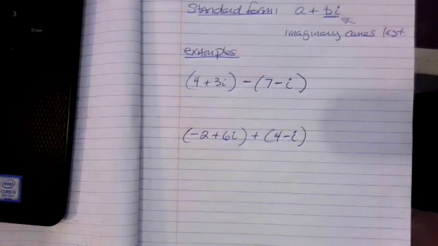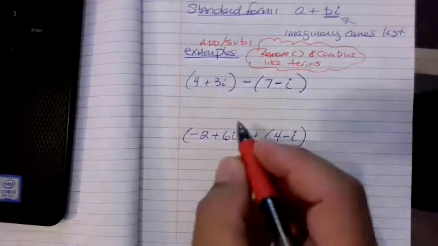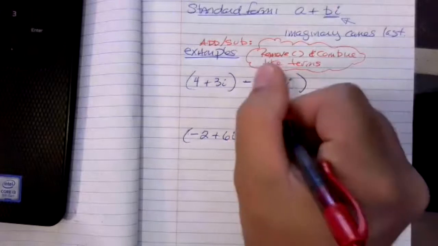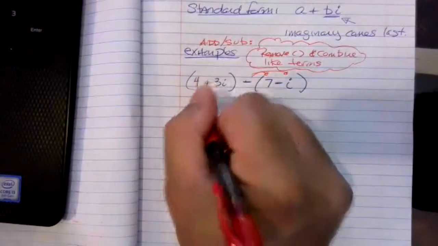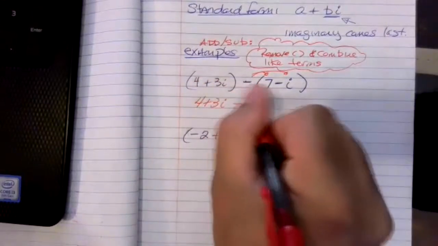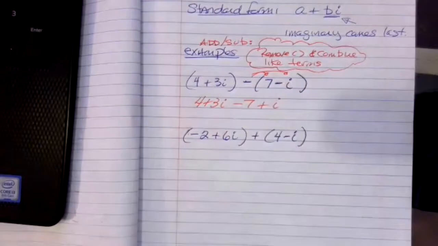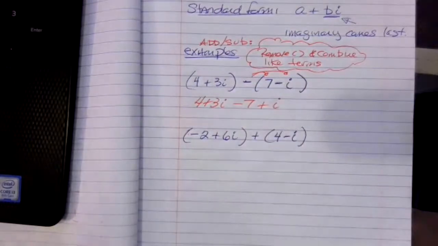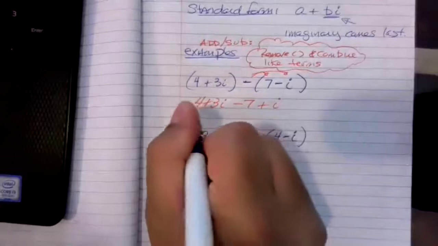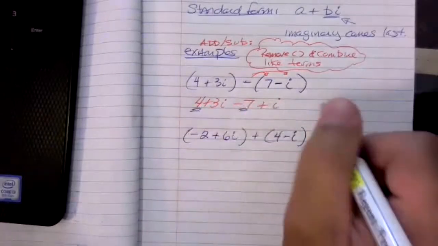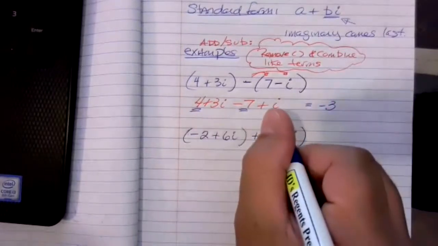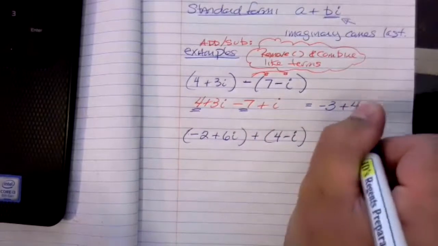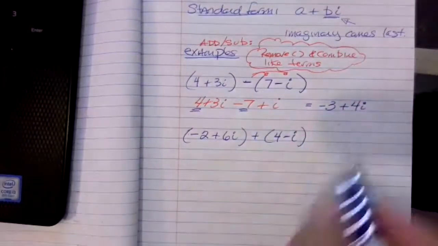So in this subtraction problem, to remove the parentheses, we're going to distribute. So I'm going to have 4 plus 3i minus 7 plus 1i. I remove the parentheses, then I can combine my like terms, always putting my real number first and my imaginary last. So 4 and negative 7 is negative 3. 3i plus 1i is 4i. That's it.